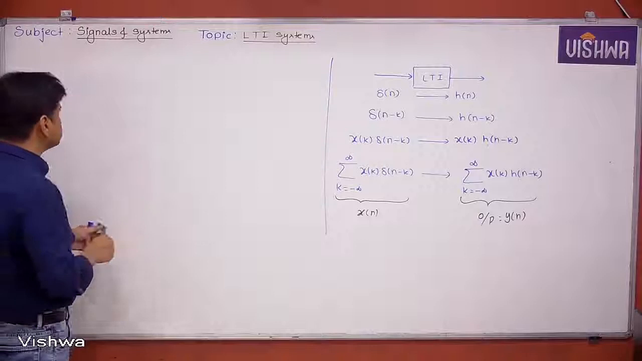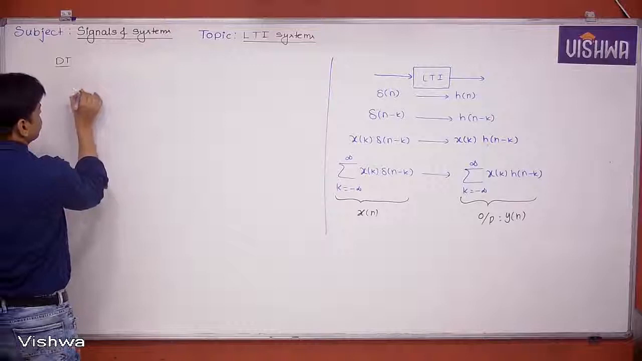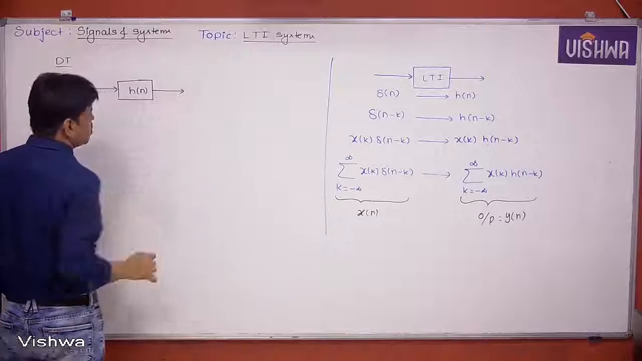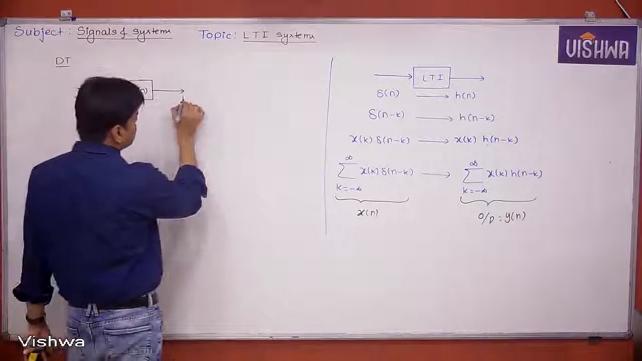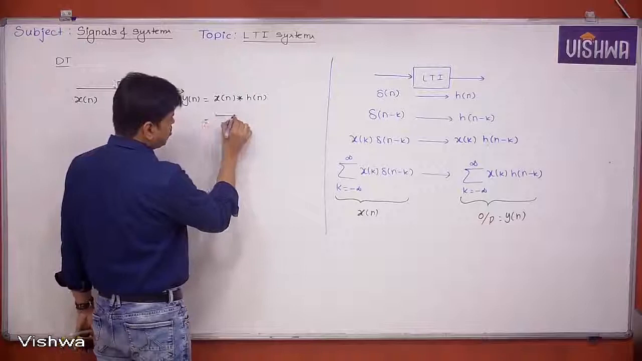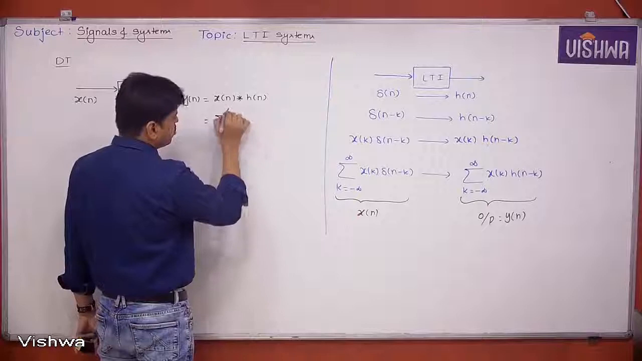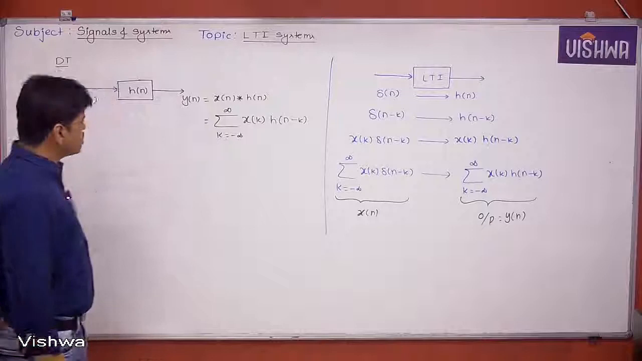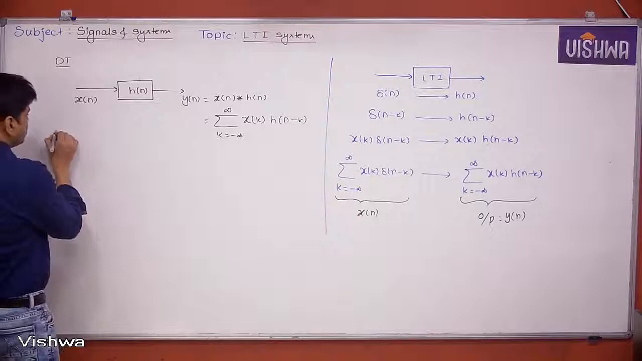So for a discrete time system, if the system is defined with h of n, we are talking about LTI systems only. Now if x of n is the input, we get y of n, which is x of n convolved with h of n. What is the mathematical formula for this? It is the summation, with dummy variable k changing from minus infinity to plus infinity, of x of k times h of n minus k. So this is the formula for convolution in the discrete time case. Now what if I take the continuous time case?